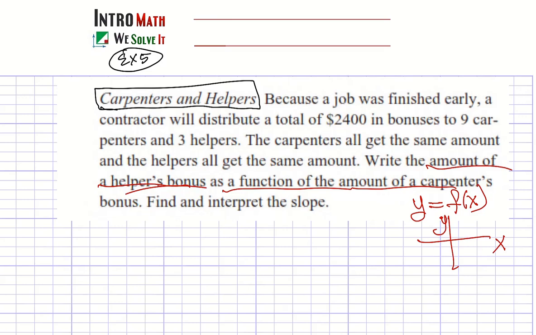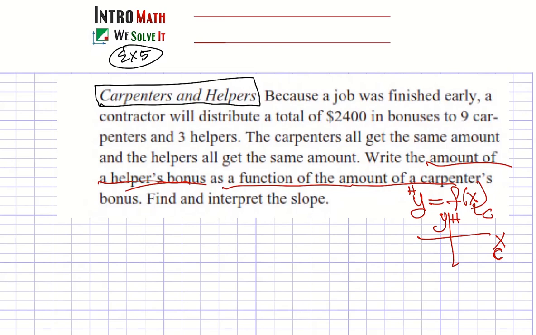So the helpers are here and the carpenters are here. You get that, right? Okay. So basically, it's similar to what we saw before. They distributed a total; this is the total distributed. Because we don't have any points given, we can't find the slope using points. I like this problem because it teaches you something.